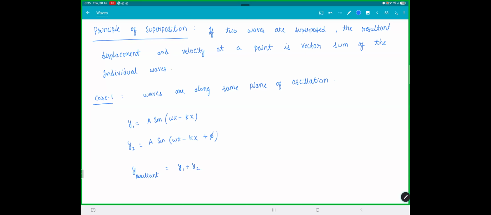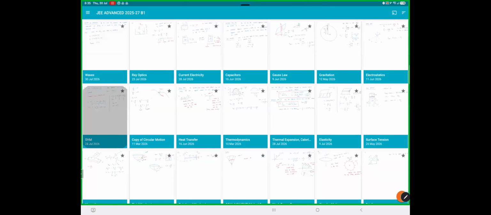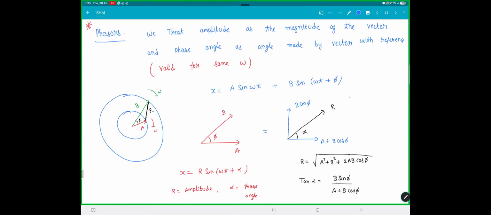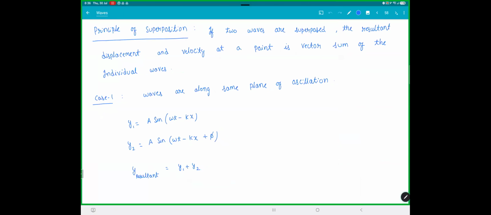So how do we add two functions? You should go to SHM. It's a very important thing, and you're going to use it again. This is the whole concept. Whenever you have two functions like a sine omega t and b sine(omega t plus phi), you can treat the amplitude as the magnitude of the vector and the phase angle as the angle with the reference line. So for a sine omega t, the amplitude is a and the phase angle is 0. For b sine(omega t plus phi), b is the vector and phi is the angle between them. Page number 41, SHM, I'll write it down. You can refer to that.